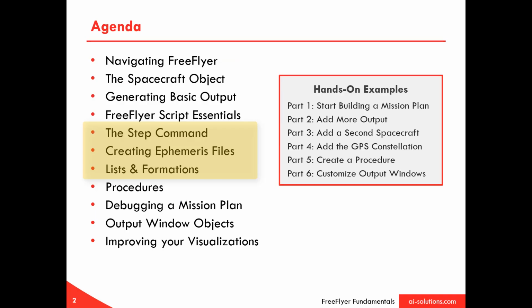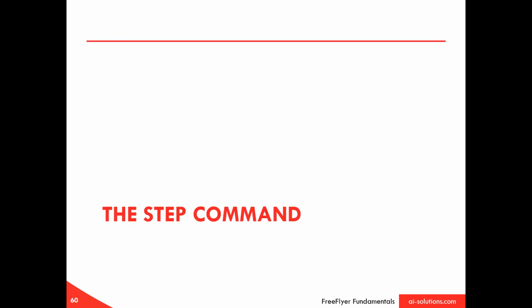In this section of the training, we're going to be talking in more detail about the STEP command, creating Ephemeris files, and working with lists and formation objects in FreeFlyer. And for our hands-on examples, we're going to add a second spacecraft into our mission plan and add the GPS constellation. Alright, let's talk a little bit more about the features of the STEP command in FreeFlyer.